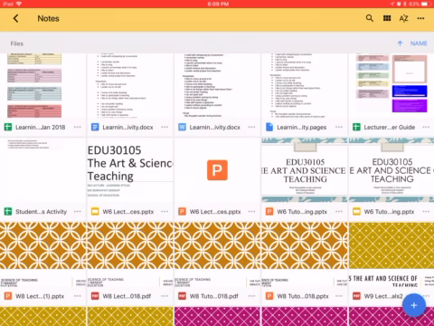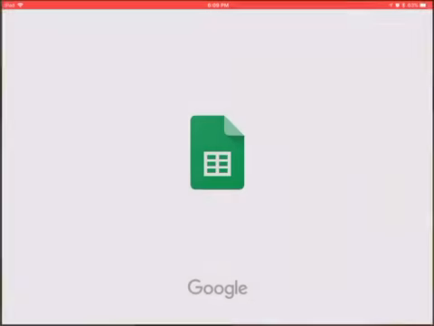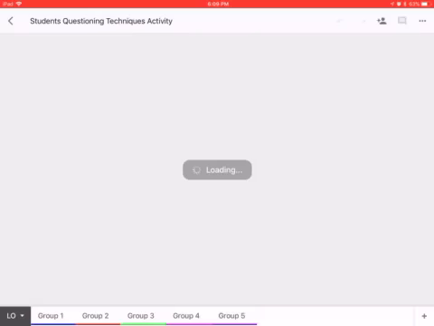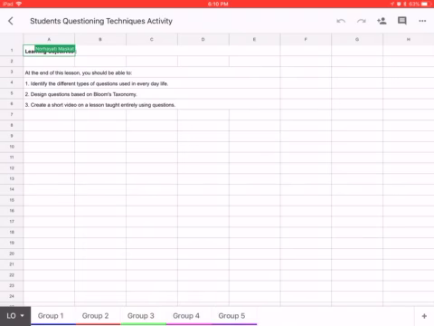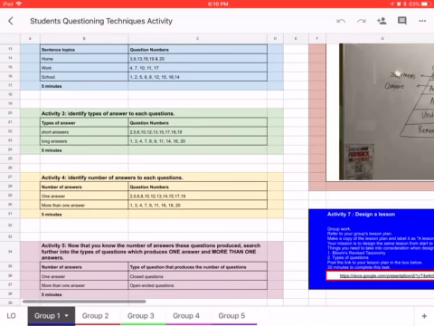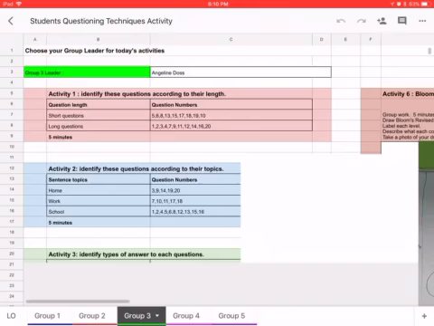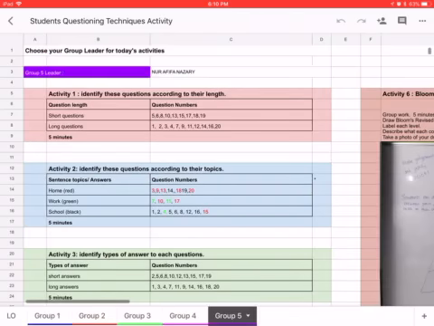Okay, so this is an example. Here's an example of today's activity in my class. And as you can see down here, we have the tabs. The LO is the learning objective. So I state the learning objective at the beginning of the activity in the spreadsheet. And then we have group 1, group 2, group 3, group 4, and group 5.